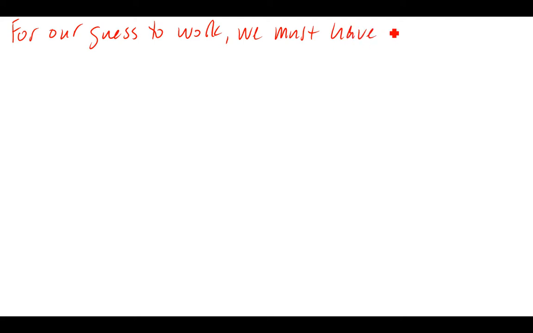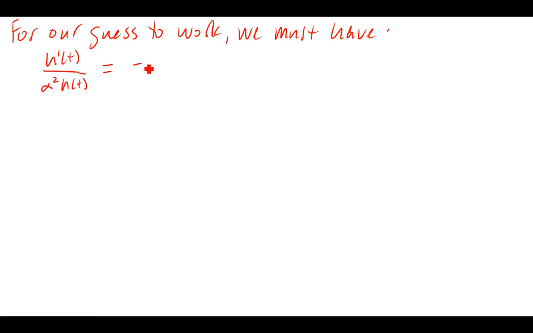Okay. So for our guess to work, we must have that this expression that we had on the last slide, h prime over alpha squared h, has to, in order for this to be equal to the other one, they both have to be equal to some common constant.